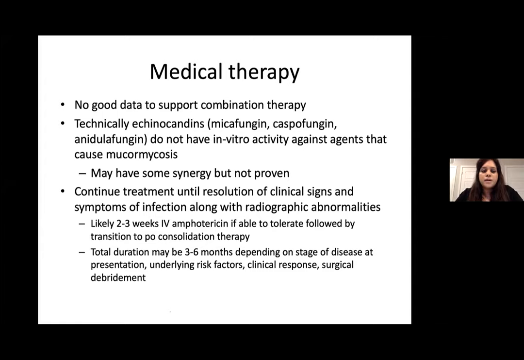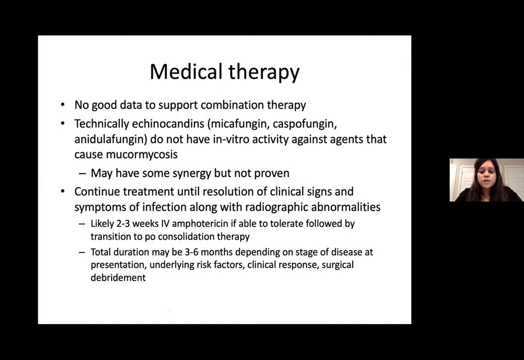Especially it will increase your toxicities and your patient will have difficulty tolerating it. And especially if you're in a situation where there are limitations as far as drug availability, you want to try to avoid that. Technically your echinocandins, micafungin, caspofungin, anidulafungin, do not have in vitro activity against the agents that cause Mucor. There has been some data that there may be some synergy, but it's not fully proven out yet. It's not really recommended for even salvage therapy, and definitely not alone.